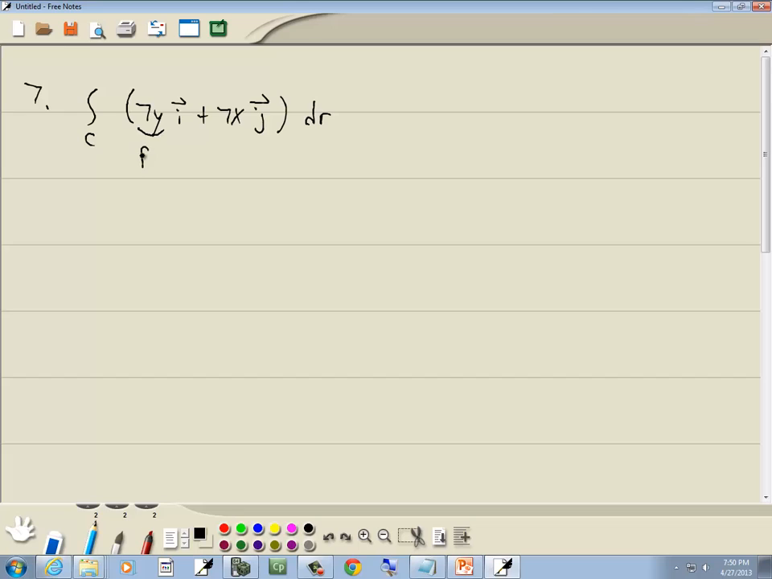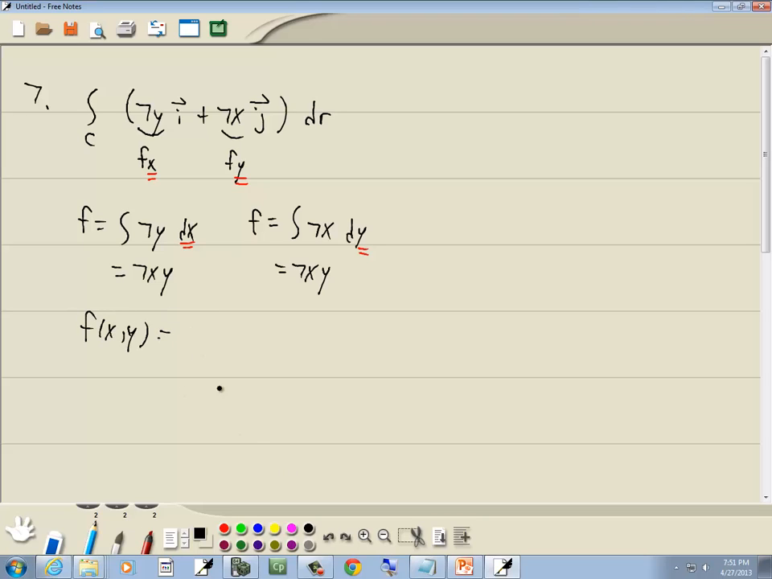Well, this right here is going to be our partial with respect to x, and this is a partial with respect to y. So to find our potential function, here we're going to take the integral of 7y with respect to x, which gives us 7xy. And over here we'll take the integral of 7x with respect to y, which gives us 7xy. Now again, whatever the variable is here is what we take it with respect to. Whatever the variable is here is what we take it with respect to. Now for our potential function, we merge these together, and if any of them are repeated, you don't write them down twice. They both have a 7xy, so we just put one 7xy.